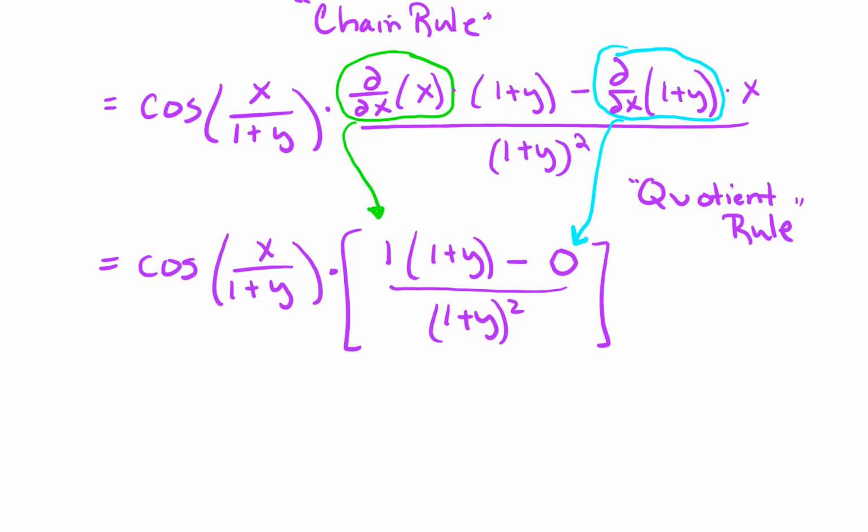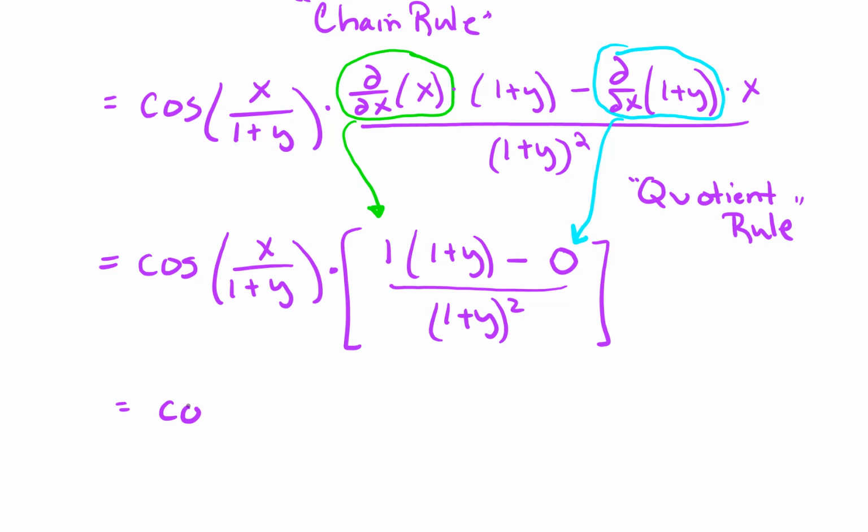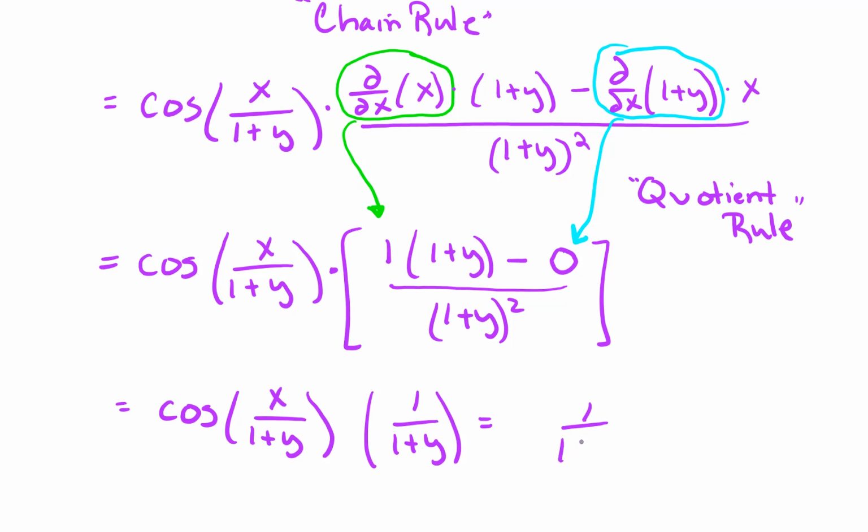Okay, cleaning this up one last time. So we've got cosine of x over 1 plus y. And right here we have 1 plus y over (1 plus y) squared. This simplifies to 1 over 1 plus y, and a nicer format to express the final answer would be to pull that factor out in front of the trig function: 1 over 1 plus y times cosine of x over 1 plus y.